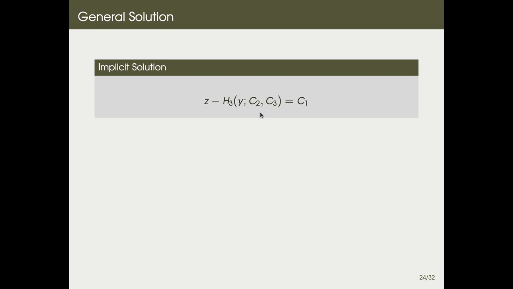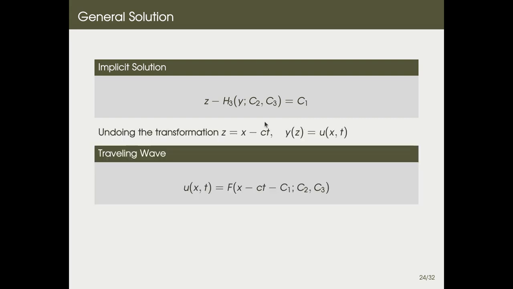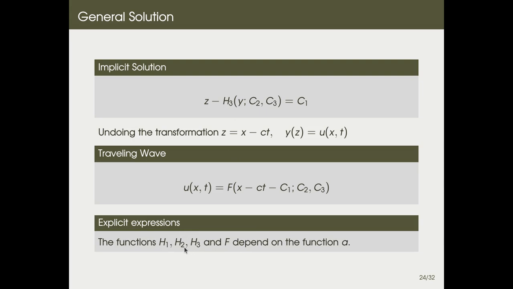But these are the solutions of the ODE, not solutions of the original gKdV equation. So we must undo the traveling wave transformation, and then we obtain the solution of the gKdV in terms of the function f, which is the inverse of h3. Recall that the functions h1, h2, h3 and f depend on the function a. So we are now going to take particular cases of the function a to obtain the explicit, closed form solution for the gKdV equation.